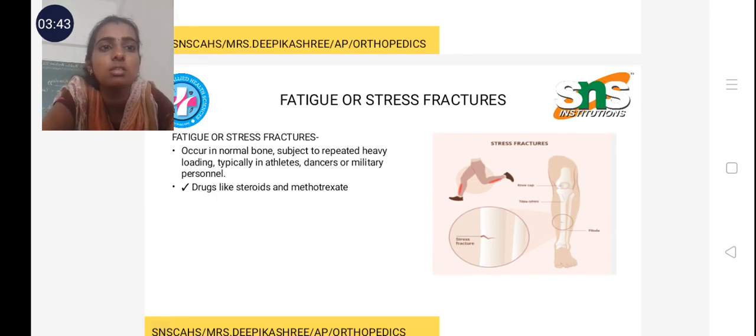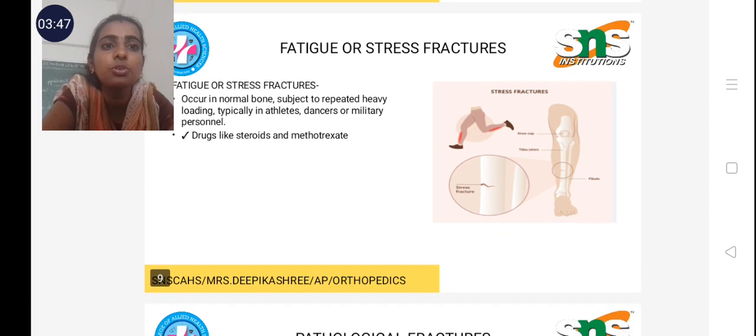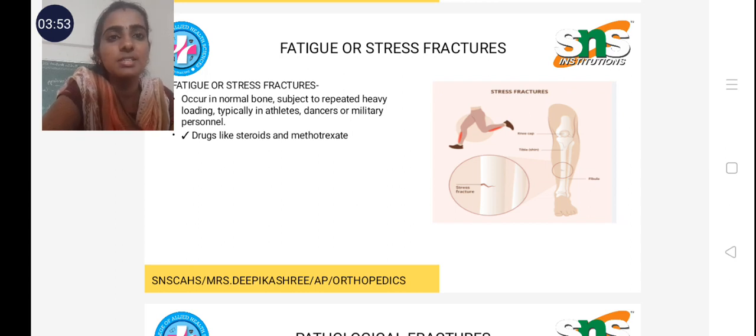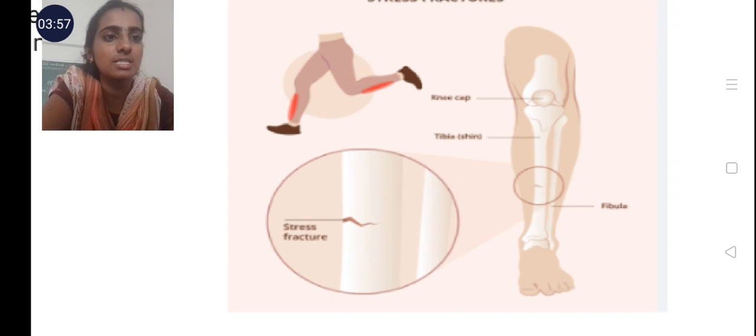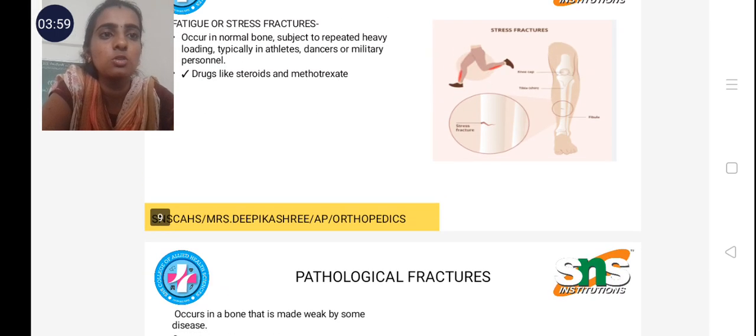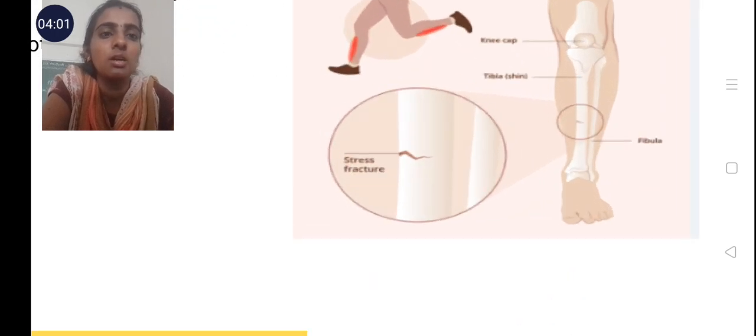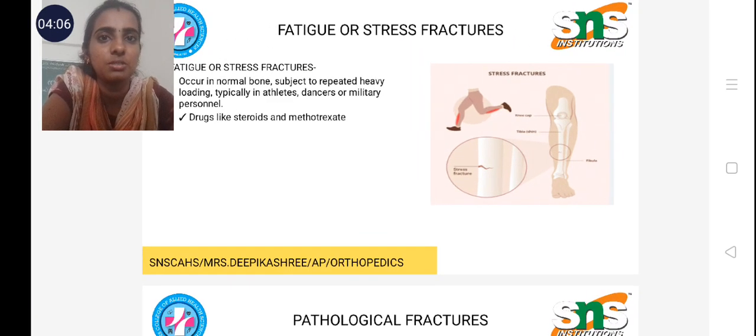Stress fractures occur in normal bone subject to repeated heavy loading, typically in athletes, dancers or military personnel. Drugs like steroids and methotrexate are some examples for the stress and fatigue fracture. Because of prolonged running, the leg bone, that means femur, gets a fracture.